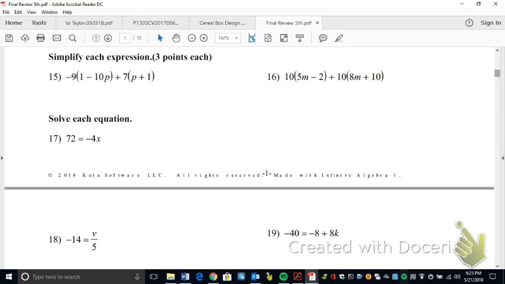Next, we're going to amp up the difficulty a little bit. Here we're going to distribute. We're going to distribute that negative 9 times 1, and then negative 9 times 10.